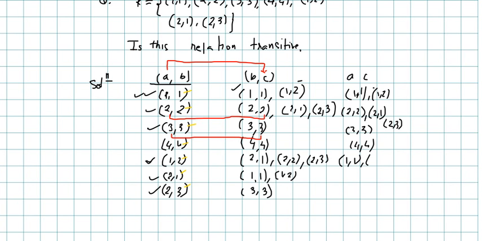Next one would be 1 comma 2. Is 1 comma 2 present? Let's see. 1 comma 2, yes, it is present. Very good. Then 1 comma 3. Is it present? No. 1 comma 3 is not present.